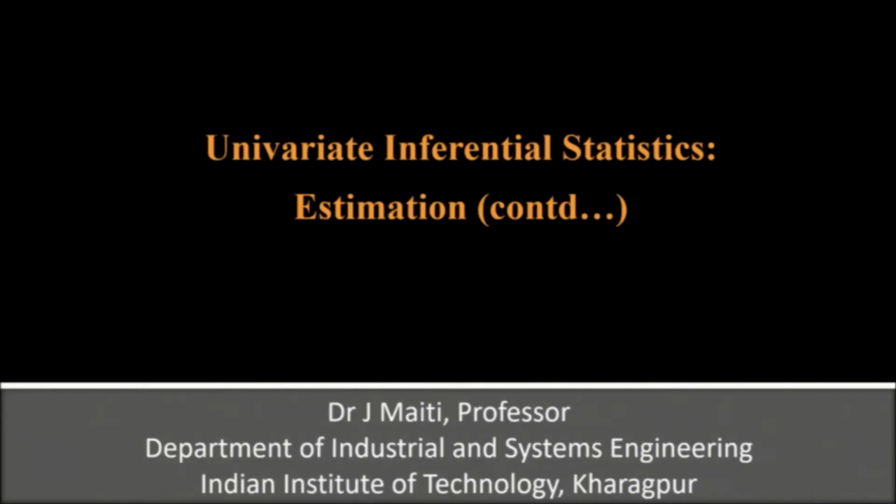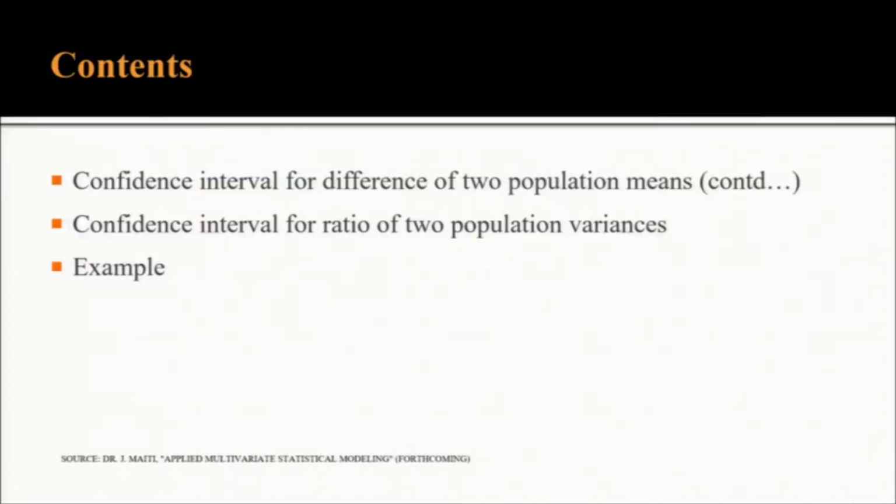Last class we started estimation. Today we continue with estimation, and I'm sure that you also got some time to brush through the concepts already told to you. As usual, today's lecture is also under confidence interval, primarily for the difference of two population means, which was started in the last class. In addition, we will discuss the confidence interval for the ratio of two population variances. We will show you some examples. Let us go next.